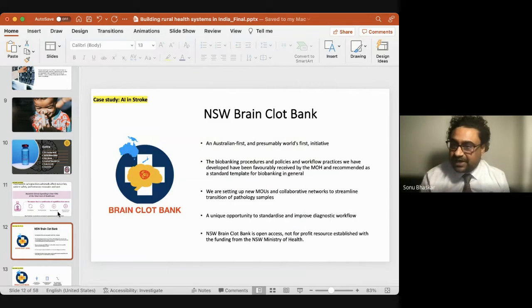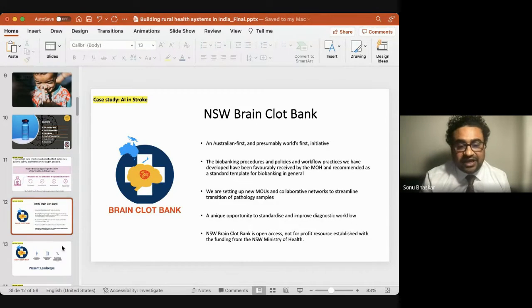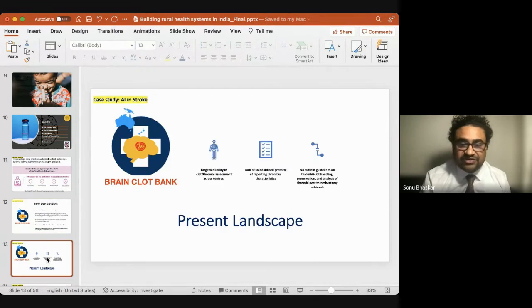And that's where the Brain Clot Bank initiative came first. It is an Australian first and presumably world's first initiative. We are setting up biobanking procedures and workflow practices of how we can harmonize the stroke care practices across the state. And we have developed strong collaborative networks, really bringing together public hospitals, to see how we can imbibe that bench to translation perspective. It is funded by the Ministry of Health in the New South Wales government.